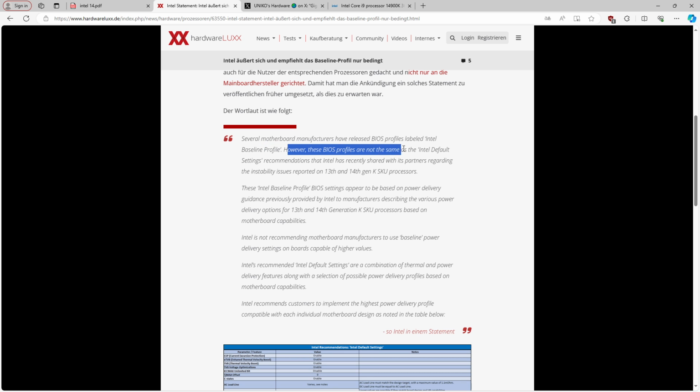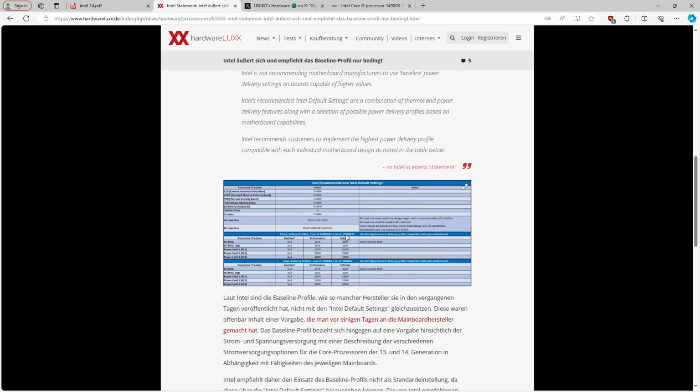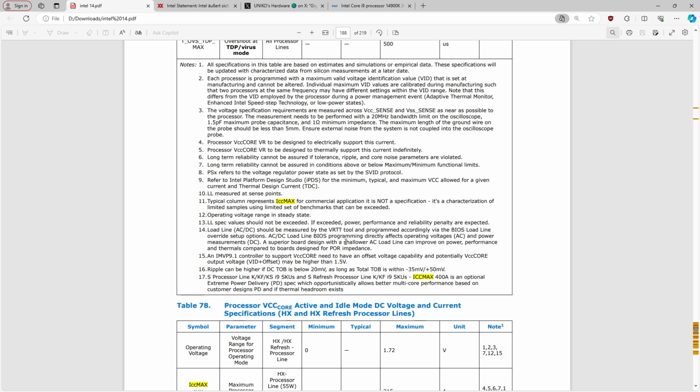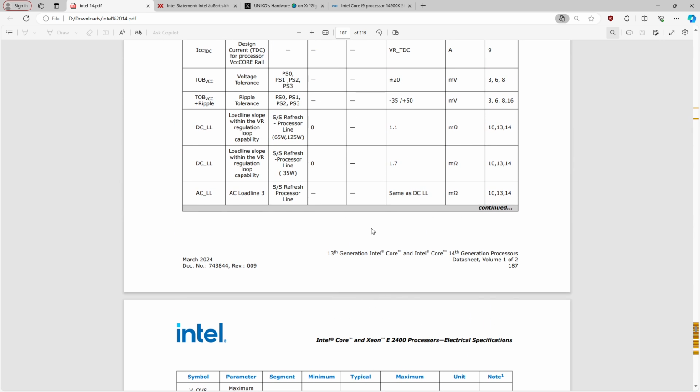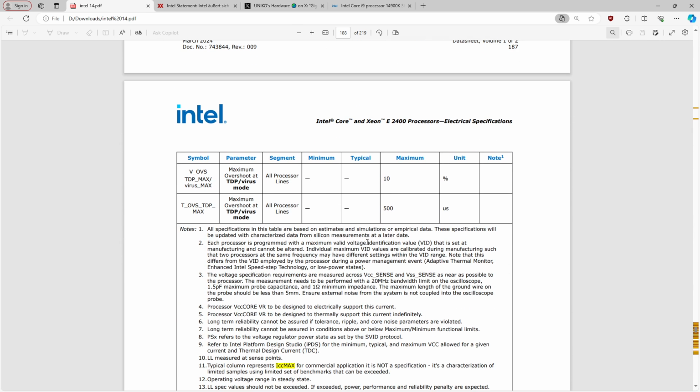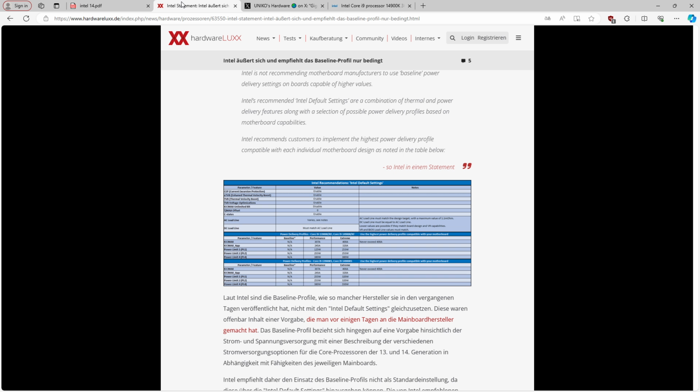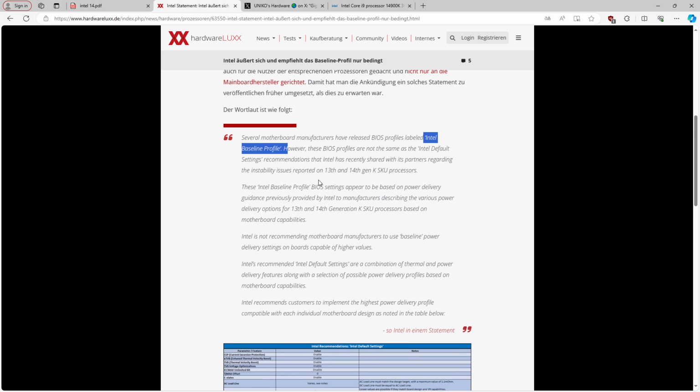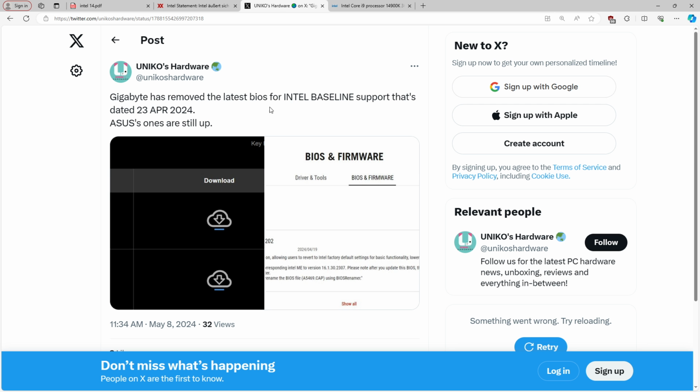So I guess that explains why the Gigabyte Intel Baseline Profile is so weird, because it didn't come from Intel, and in fact, it directly contradicts this table, as well as the old, public documentation. And actually, since this statement, Gigabyte has removed the BIOSes with the Intel Baseline Profile.